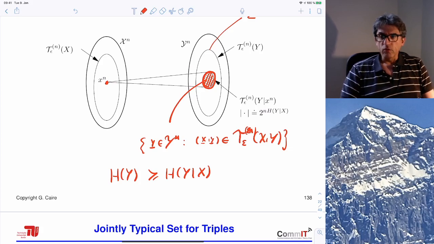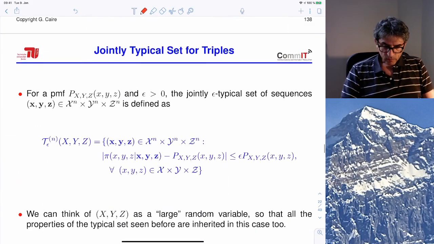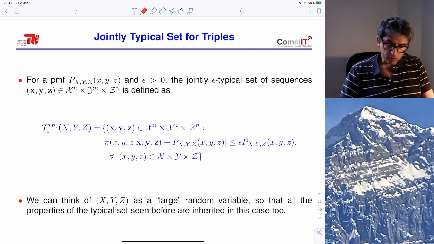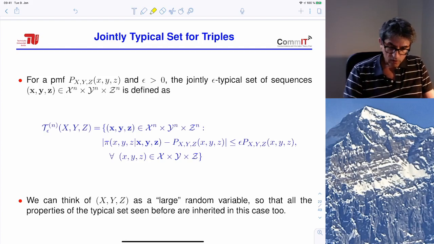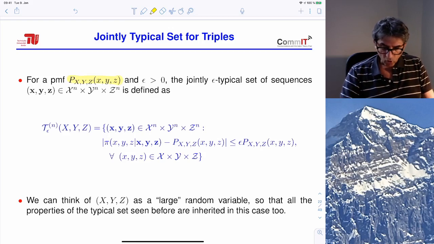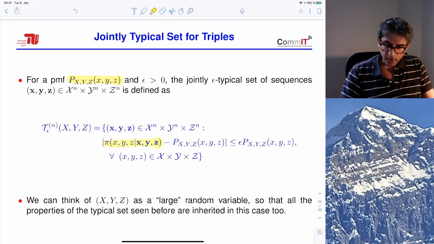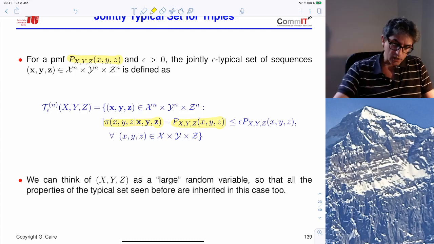So we can move on and further generalize to, for example, triples of random variables. If we have X, Y, Z with a certain joint PMF, we can, of course, define the jointly typical set in exactly the same way. We always refer to the property that the empirical joint frequency for every x, y, z is close to the true joint probability. So then you can generalize this to any vector, right?